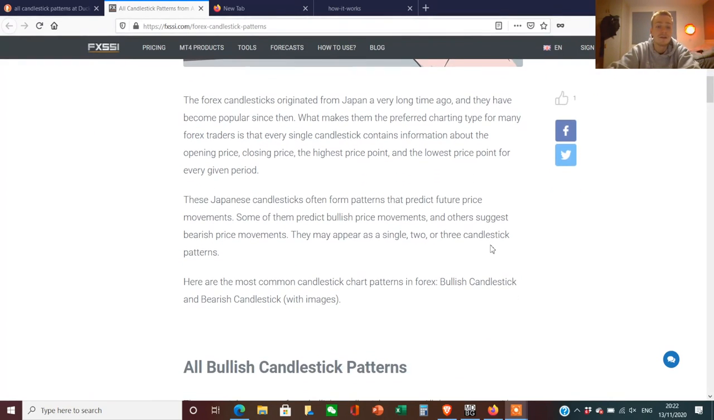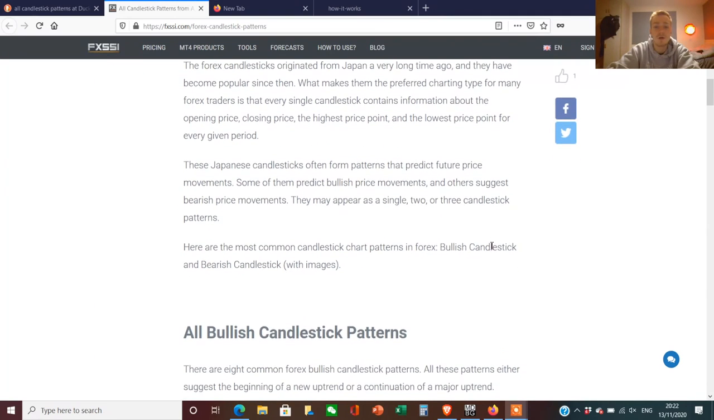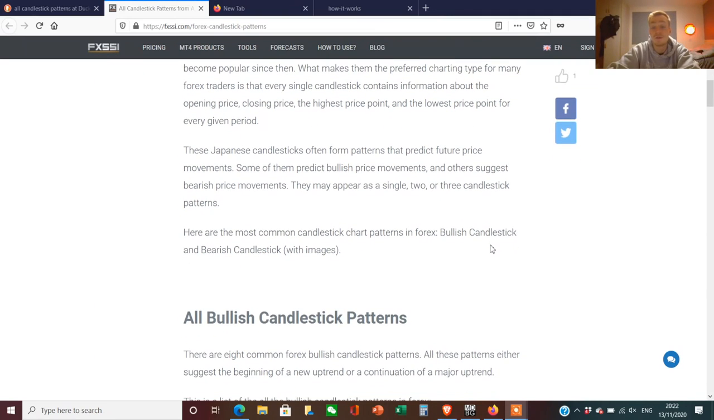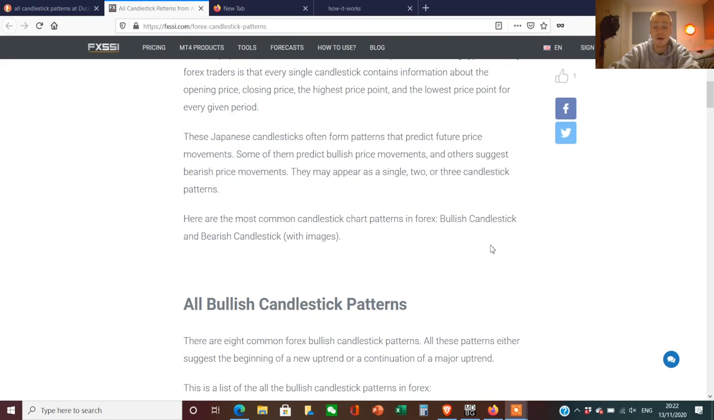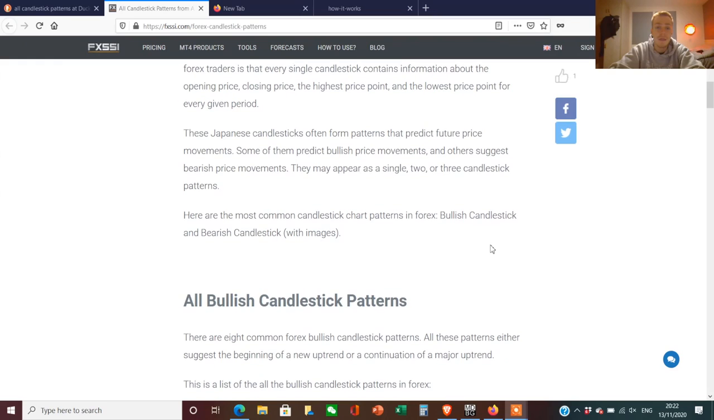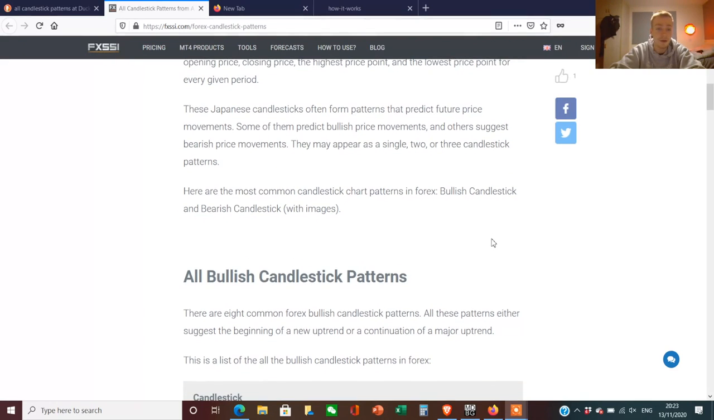Now, these Japanese candlesticks often form patterns that predict future price movements. Some of them predict bullish price movements and others suggest bearish price movements. So a bullish price movement just means trending upwards, and a bearish means trending downwards. They may appear as single, 2 or 3 candlestick patterns.